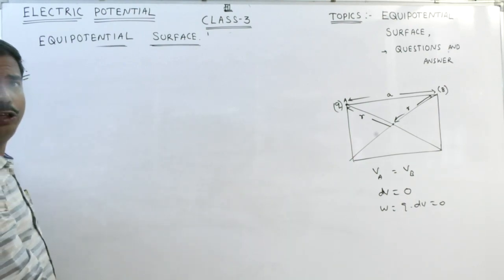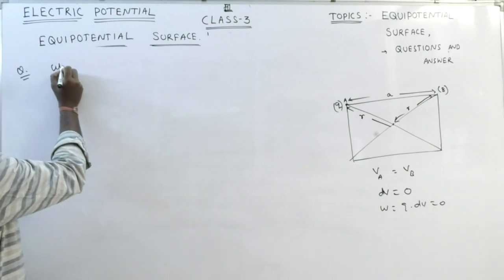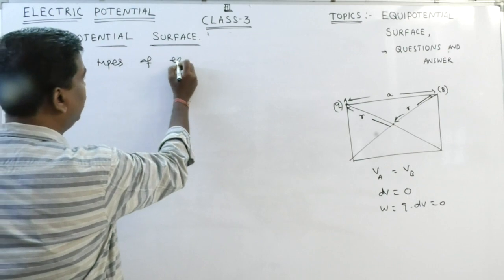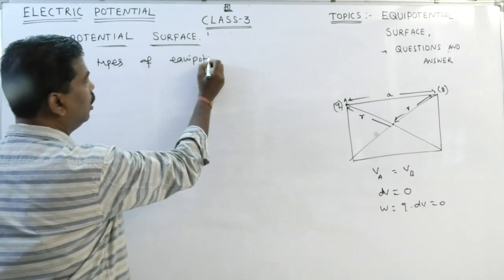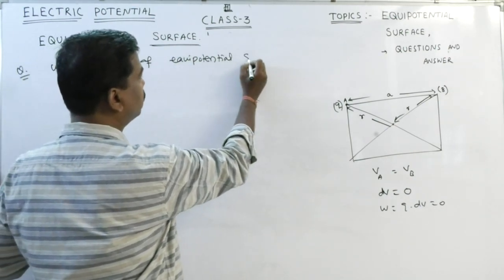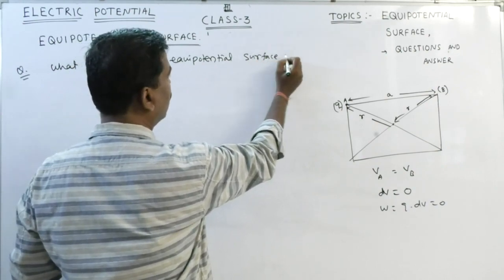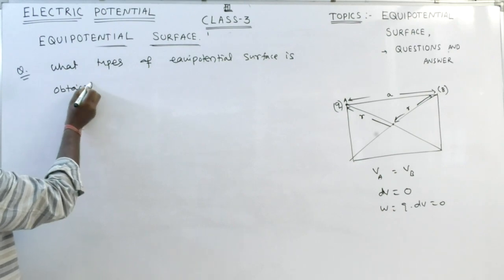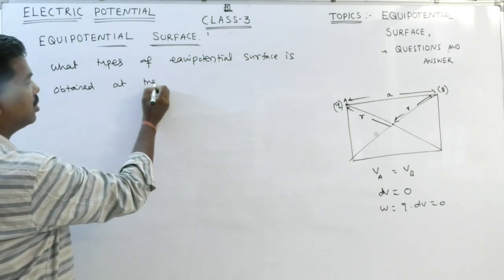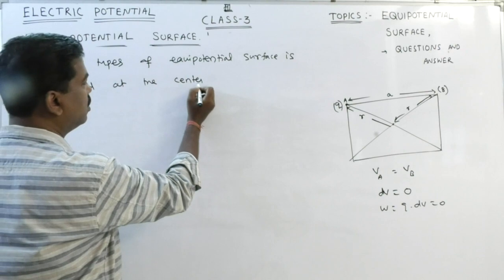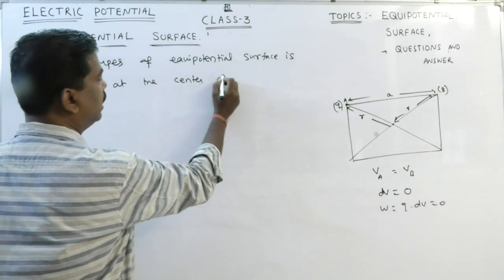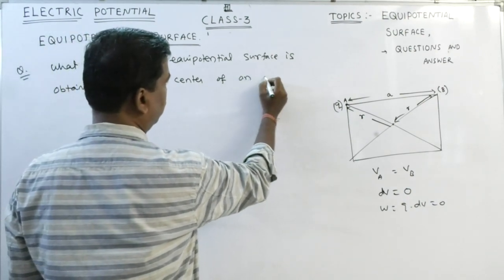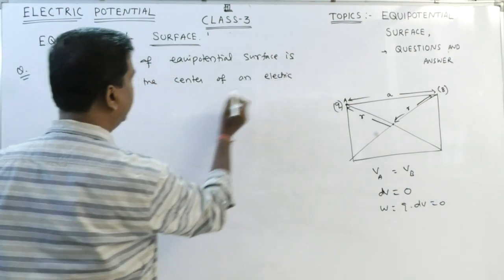I hope this was a question in 2020. What type of equipotential surface is obtained at the center of an electric dipole?